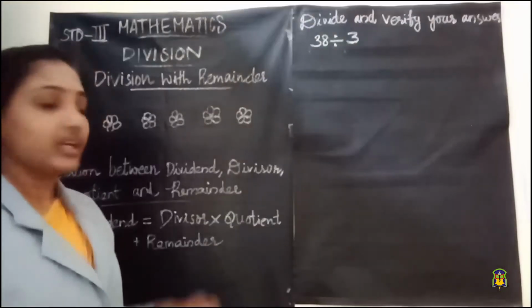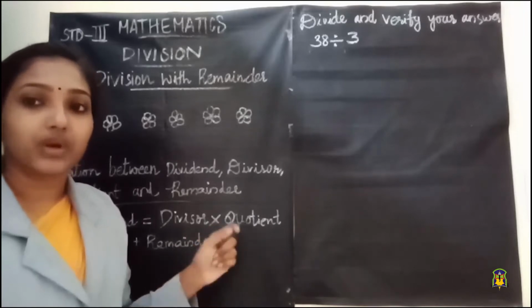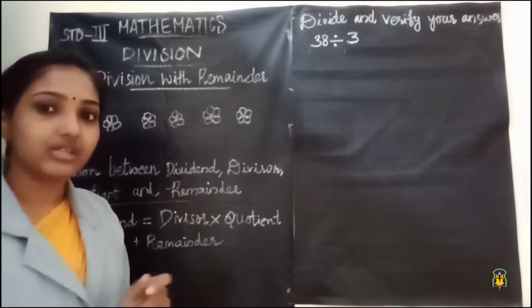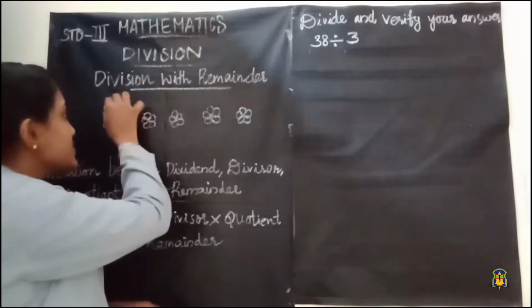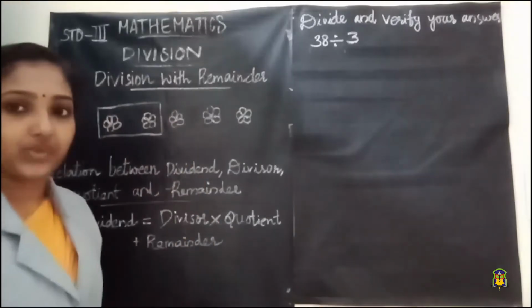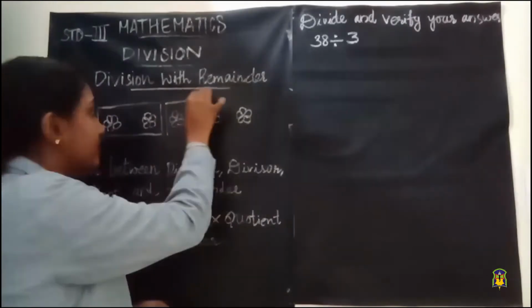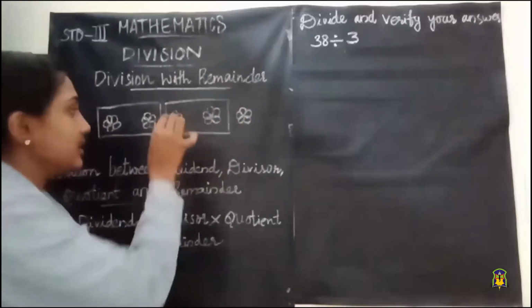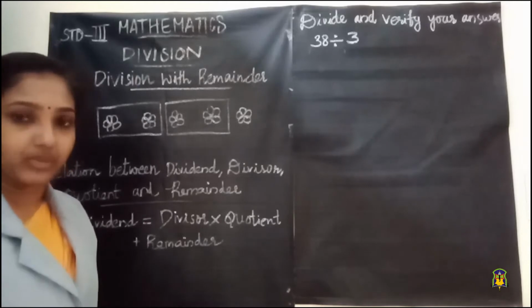Now here we have got 5 flowers. I'm going to group these 5 flowers into groups of 2. So the first 2 flowers fall on the first group and the next 2 flowers fall on the second group, right? We are making groups of 2 flowers, right?